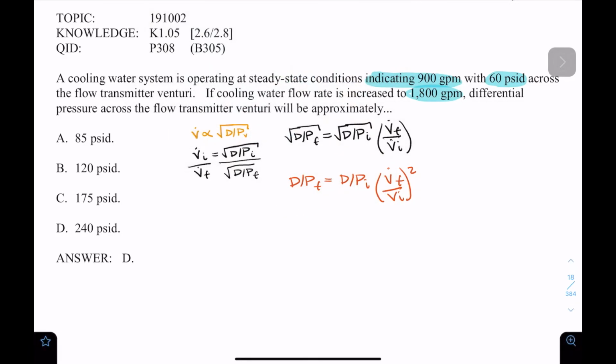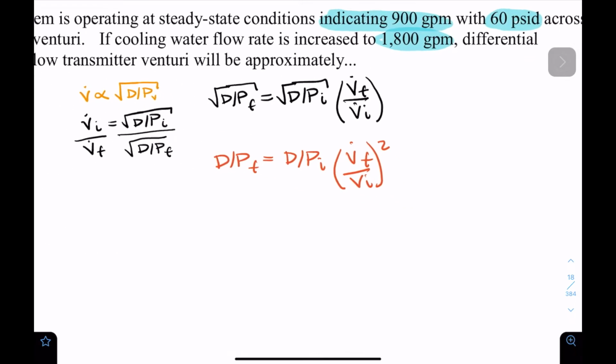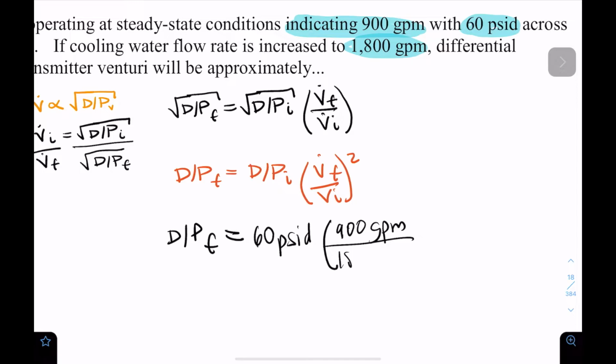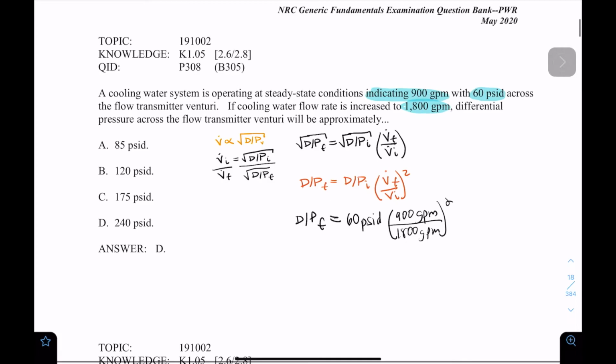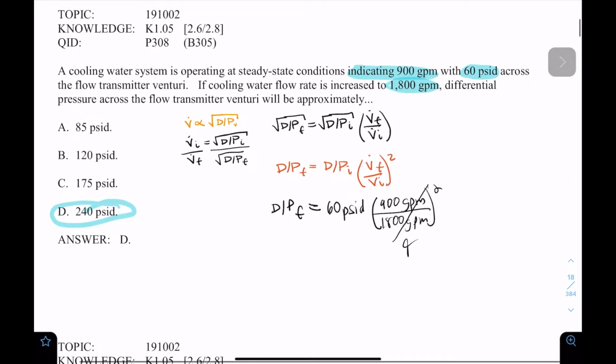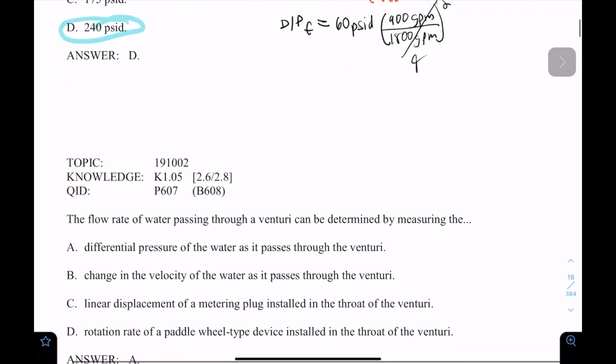So if I try to get that, I just plug in the numbers in here. So dP final is going to be equal to my 60 PSID, and then I have my 900 GPM over my 1800 GPM, squared. So I think the answer is going to be 240, right? This ends up being 4. So my answer is going to be 240 PSID. And that's how we solve this type of problems. And we're going to have more in the question bank that we can practice with.